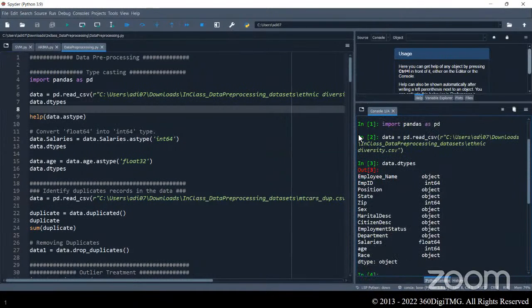All right. Object means some sort of string value. Int64 means it is some sort of integer value. And float64 means it is a float value. Float values have a decimal point and int values don't have a decimal point. So what we'll do is we'll take this salaries column that is in float, and we'll convert it to integer. So let's first look at the values.